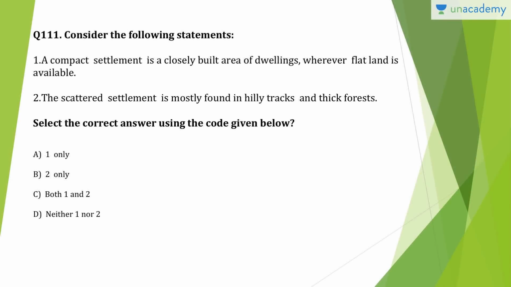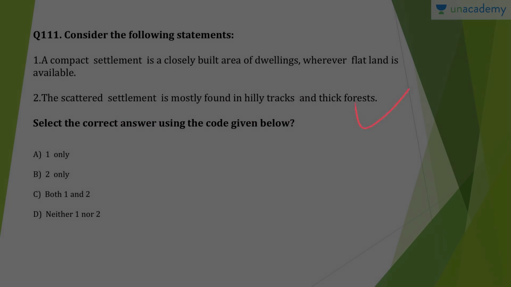Question number 111. Consider the following statements. A compact settlement. Compact means very closely built. So it's an English word. So, a closely built area of dwellings wherever flat land is available. So yes, this is correct. The scattered settlement is usually found in areas like Mizoram, etc., where there are hugely hilly tracts and thick forest, etc. So answer here is C, both 1 and 2.